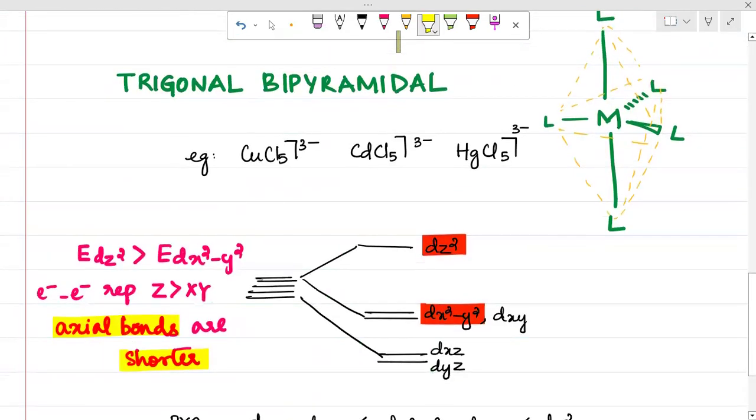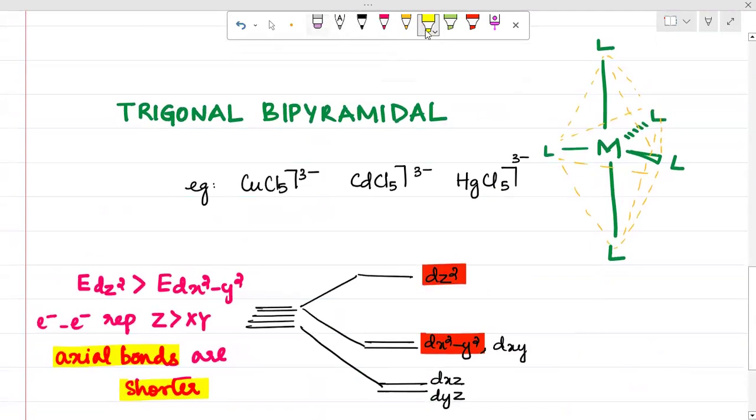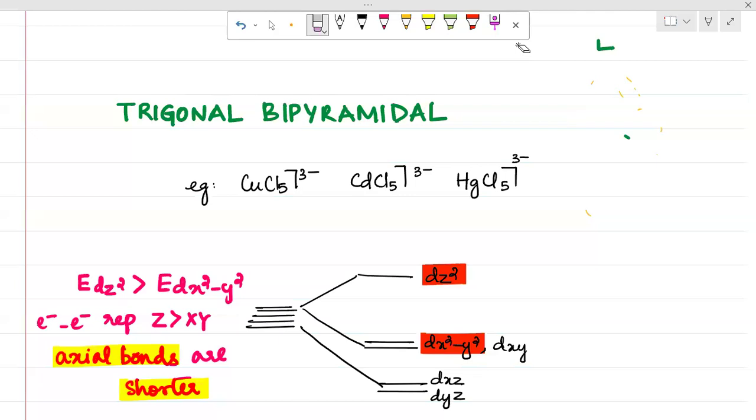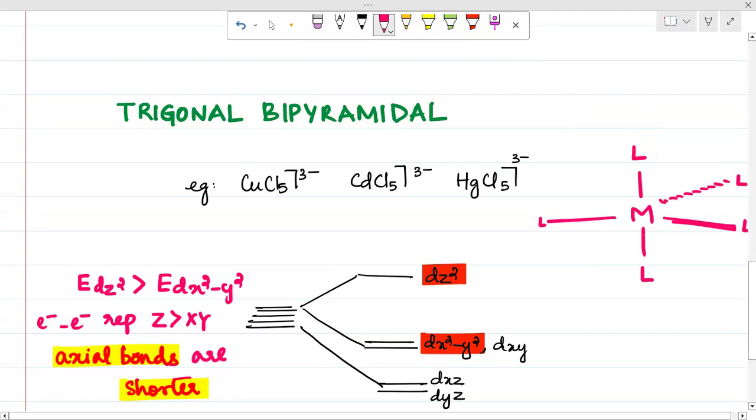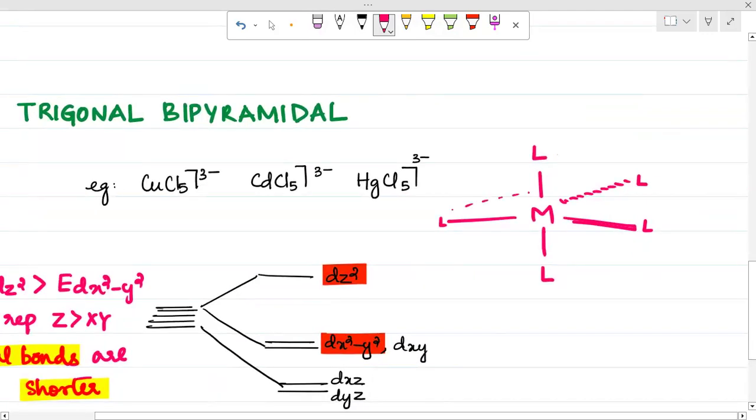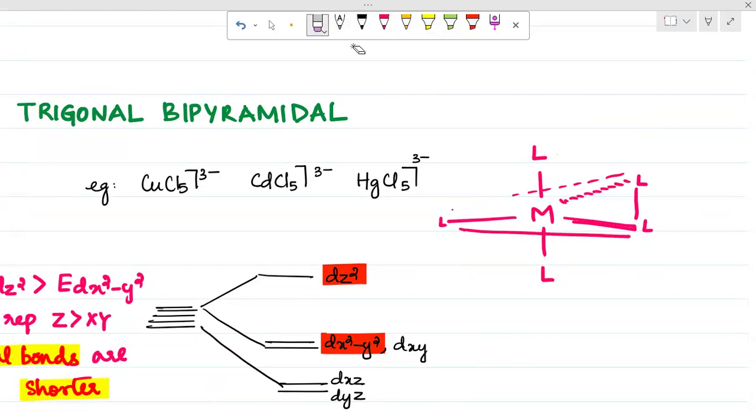Here they are shorter. So actually, this is not the correct representation we are supposed to draw because the axial bonds are shorter. So let's try to draw them accordingly. So if we have a metal, axial bonds would be shorter and the equatorial bonds would be longer. This is how it is. Okay. This is the trigonal bipyramidal geometry. I hope by now you understand how to check the length.